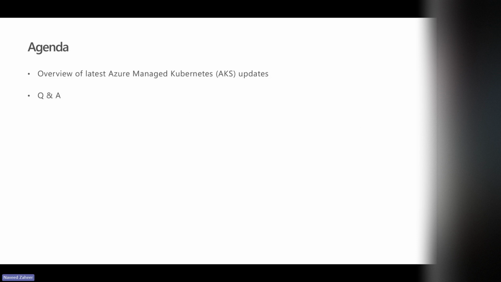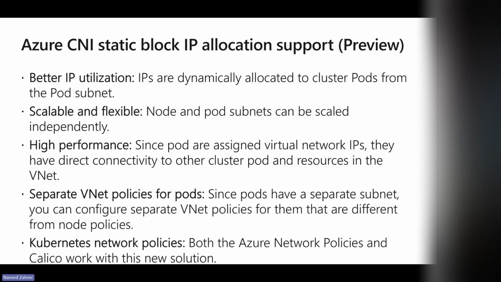There are quite a few updates there for you to take a look. I'm just picking some of the ones that seem very interesting. Interesting means my customers have asked about it, or I have seen or read about other customers looking for those updates. So first is the ability to have a static block allocation for Azure CNI. When I read about it, it didn't make much sense to me, but when I went into the detail, it's very interesting.